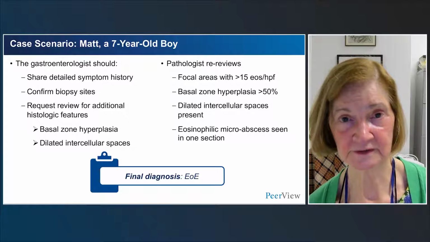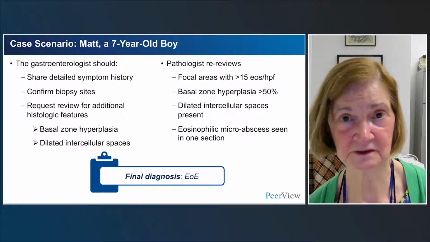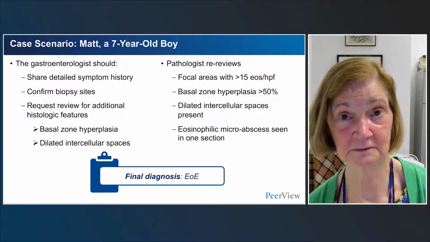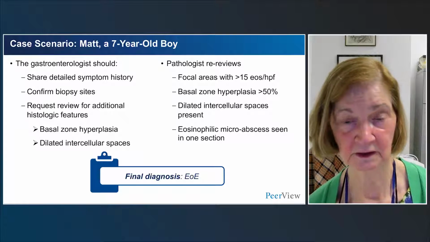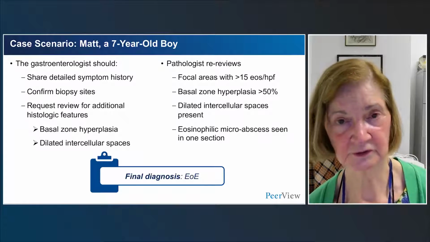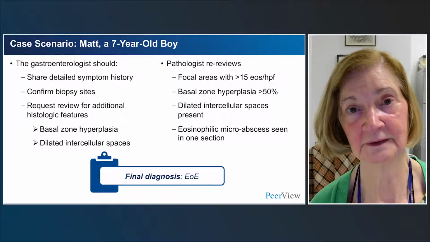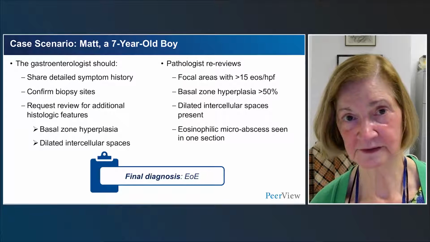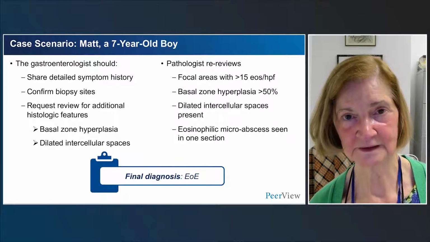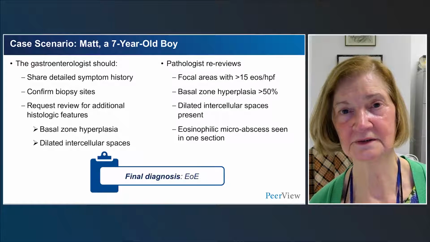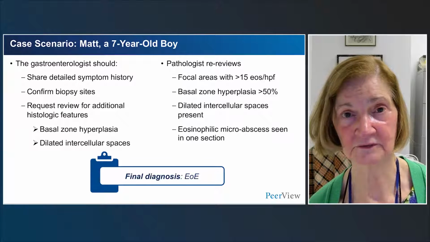Basal zone hyperplasia that's affecting more than half of the epithelium in the biopsy, that's very significant. That suggests that it might have been ongoing for some time. It's potentially a sign of chronicity in the tissue. Dilated intercellular spaces can be problematic, and the microabscess, none of these are pathognomonic for eosinophilic esophagitis, but a microabscess with not so many eosinophils in the esophagus certainly makes one think again of eosinophilic esophagitis.